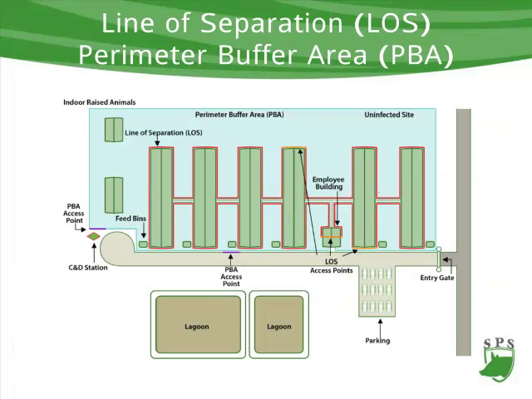We went through and just put a couple examples. There's all kinds of different site layouts. This is just an example where you can see the LOS access point there. That would be an employee entry. It'd be nice to have an employee entry that's specific, where they're entering in one area and you can keep the biosecurity measures right there, as far as the coveralls, the clothing, boots, and so on.